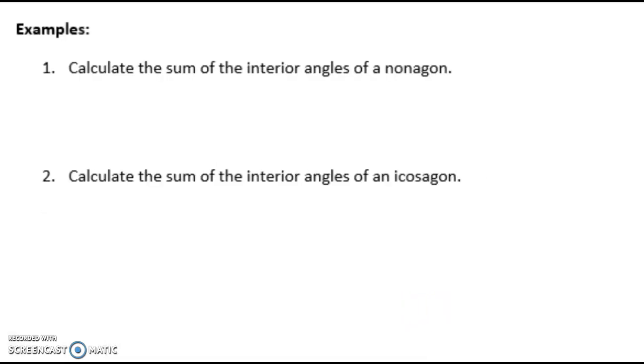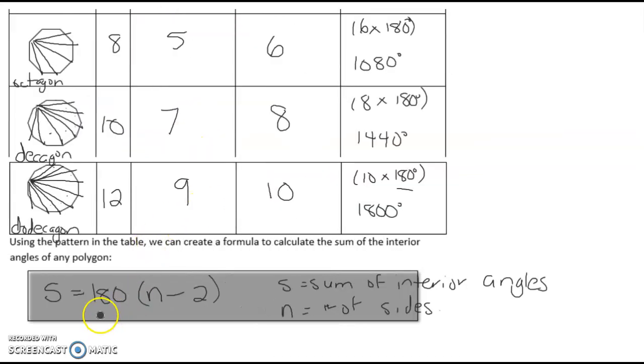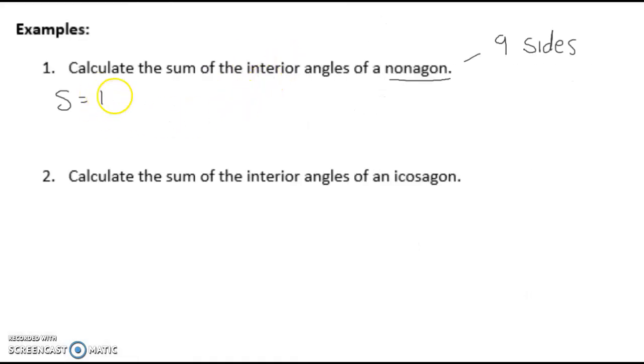All right, so next we're going to do some examples. It says calculate the sum of the interior angles of a nonagon. Okay, so this is a tricky one. This actually means 9 sides. Okay, so 9 sides. We know that we have our formula, S equals, so if we look back here, S equals 180 times, in brackets, n minus 2. So let's start with that. 180 in our bracket, n minus 2.